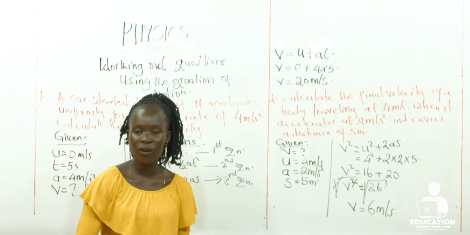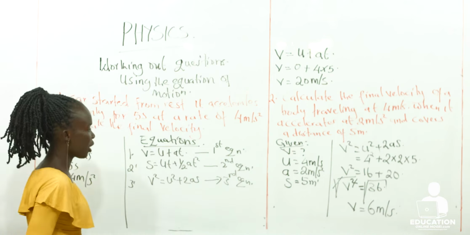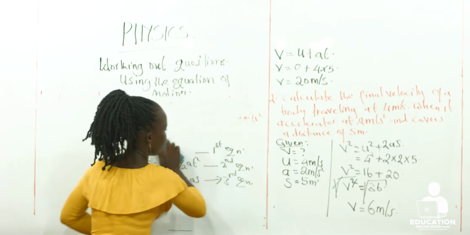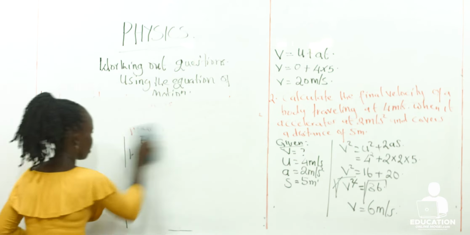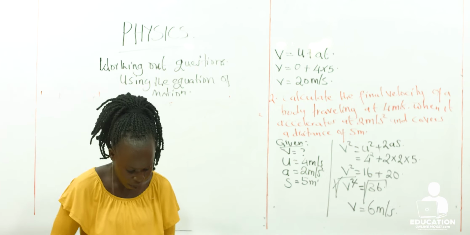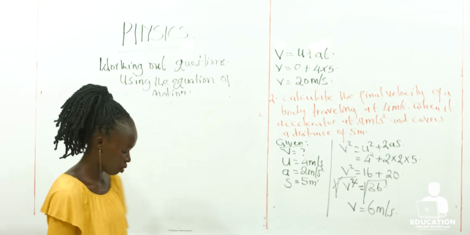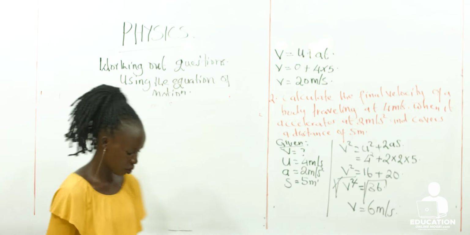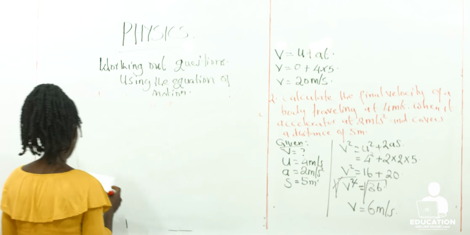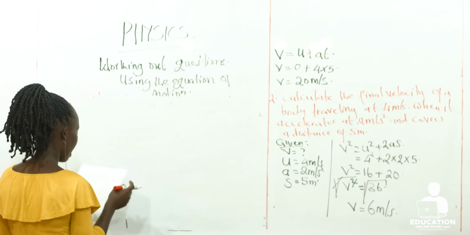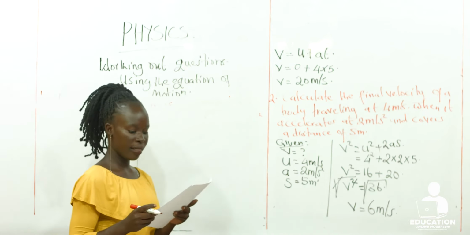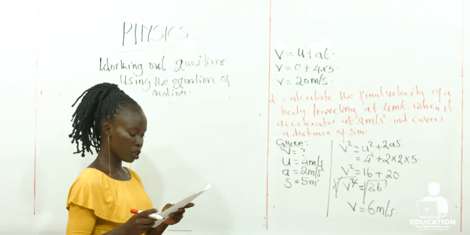So let's take a look at our last example here. Our last example says that a body accelerates uniformly at 2 meters per second squared for 3 seconds. Calculate the total distance traveled.